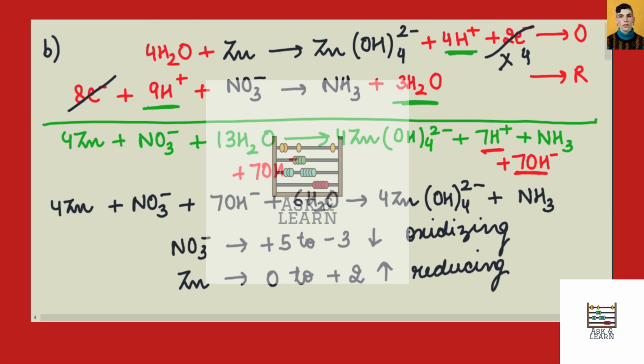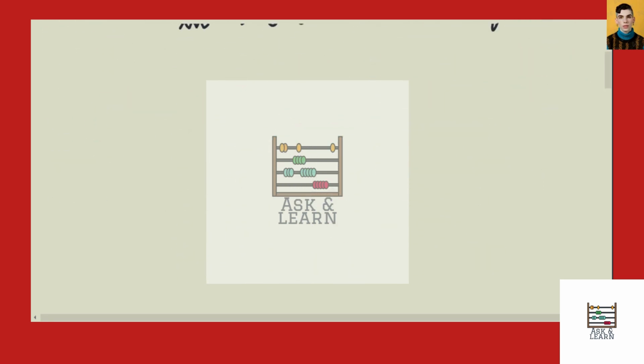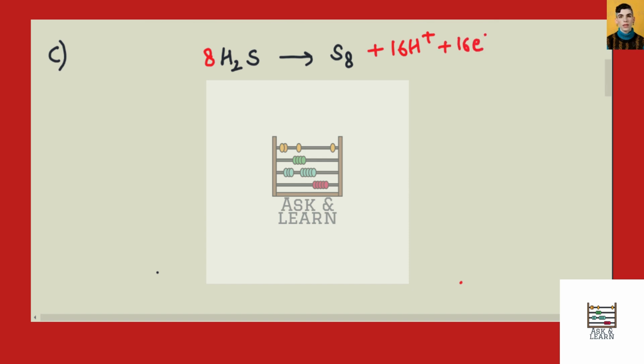So the part C, again we'll do the same thing. We will divide the reaction into two halves. So the first reaction will be H2S goes to S8. Okay, so first we will balance the sulfur atoms. So we'll put 8 here, and now we don't have any oxygen atoms, so we'll straight away go to hydrogen atoms. So we will have 16 H positive ions here, and then we'll balance the number of electrons by adding 16 electrons this side, because there is zero charge on the left side. So this is the oxidation reaction.